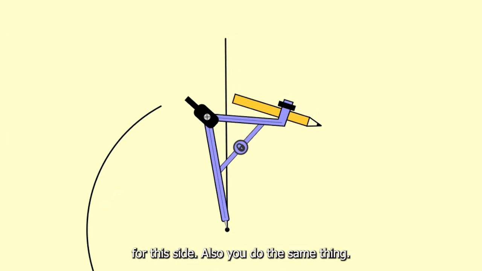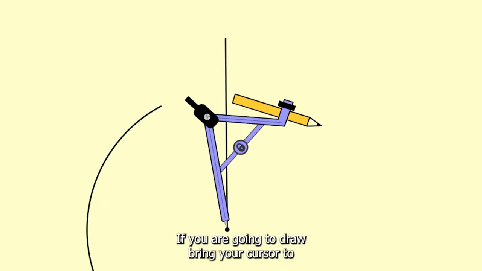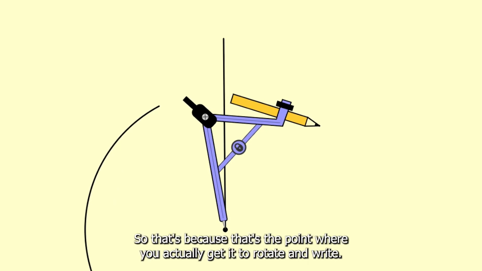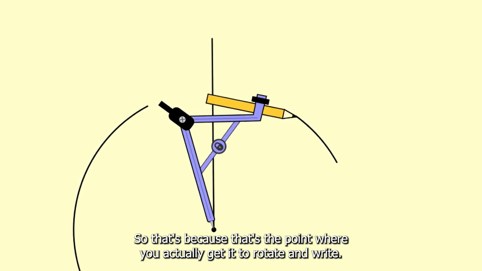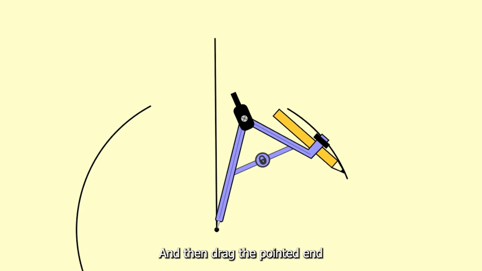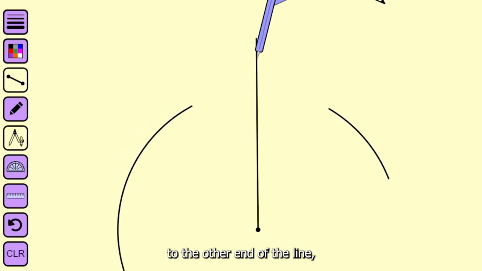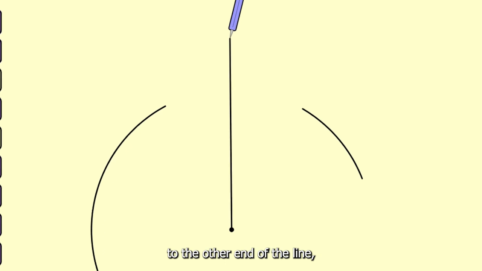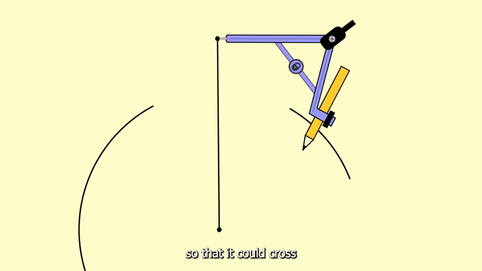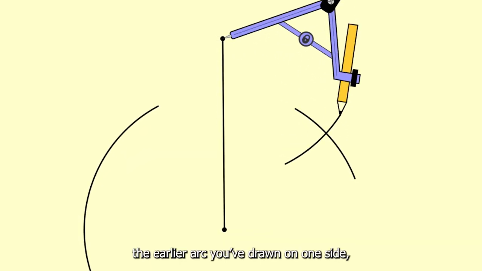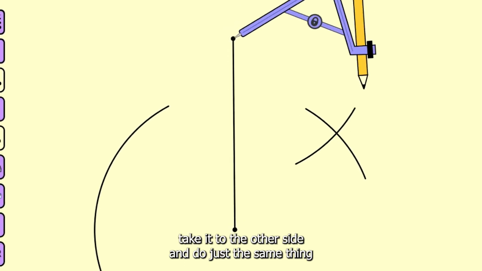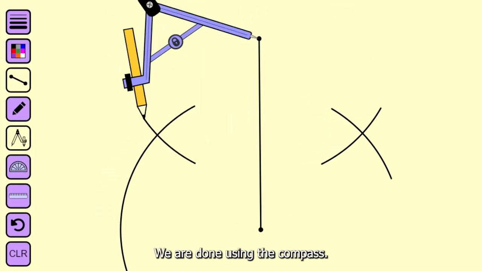So for this side also, you do the same thing. If you're going to draw, bring your cursor to the black handle of the compass, because that's the point where it actually gets it to rotate and write, okay? And then drag the pointed end to the other end of the line and then bring the pencil now so that it could cross the earlier arc you've drawn on one side, take it to the other side and do just the same thing.